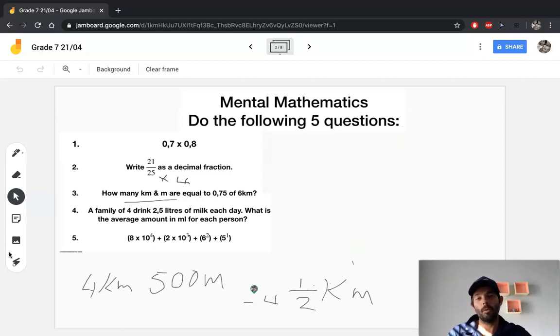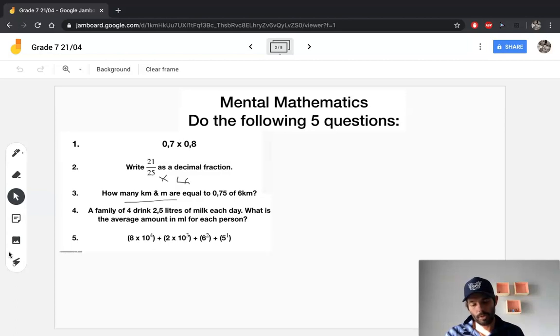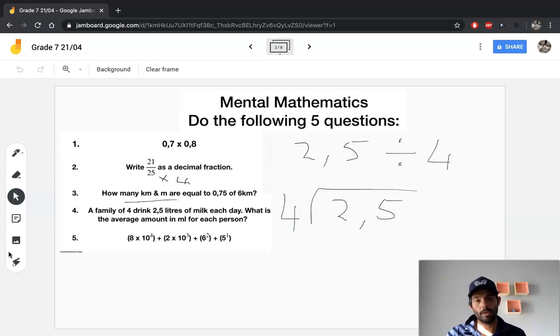Question 4, a family of 4 drink 2.5 liters of milk each day. What is the average amount in milliliters for each person? Okay, so there we're doing division of decimals, and we said that when we divide decimals, if we're dividing by a whole number, then we can just divide it normally like we would in short division. Okay, and that's what we have. So 4 doesn't go into 2, decimal in the same place. 4 goes into 25 6 times. Okay, now there's 1 left over, so I need to put a 0 in place. 4 goes into 10 twice with 2 left over, and 4 goes into 20 5 times, so it is 0.625 liters, but they want the answer in milliliters, so 625 milliliters.